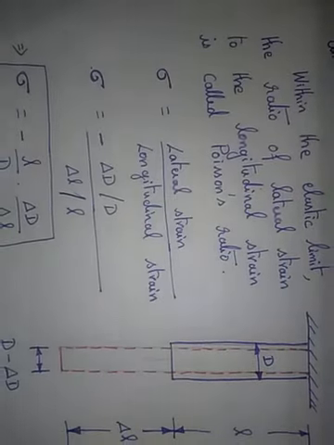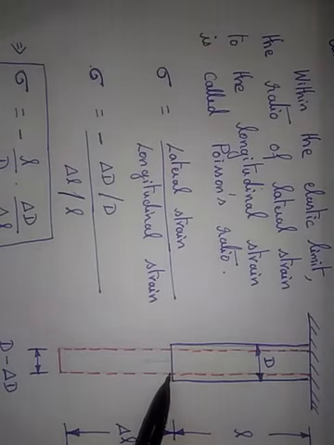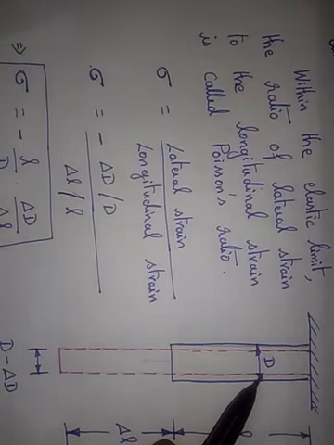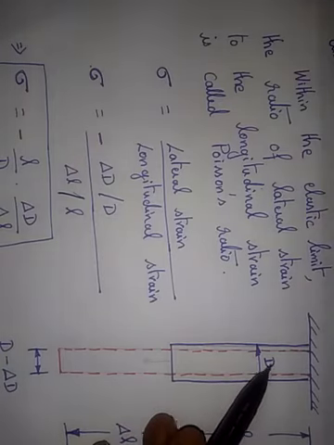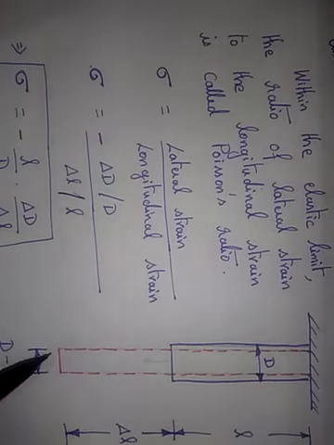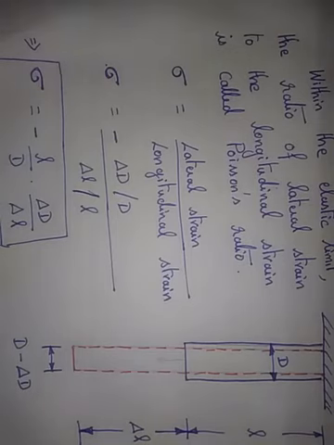The new diameter is less than the original diameter, whereas the new length is greater than the original length. So we call this additional length del L and the original length is L. The original diameter is D and the change in diameter is del D. Therefore, the new diameter we obtained is D minus del D. So that's what is written here.